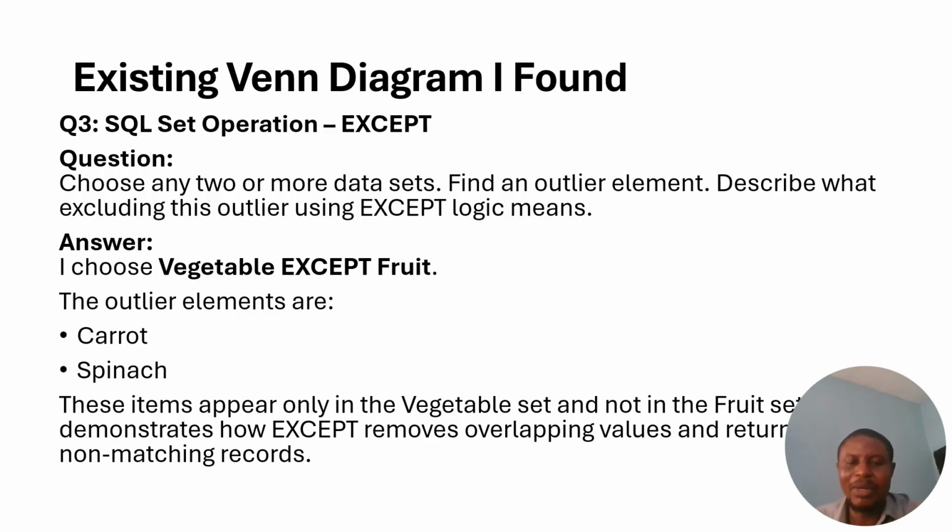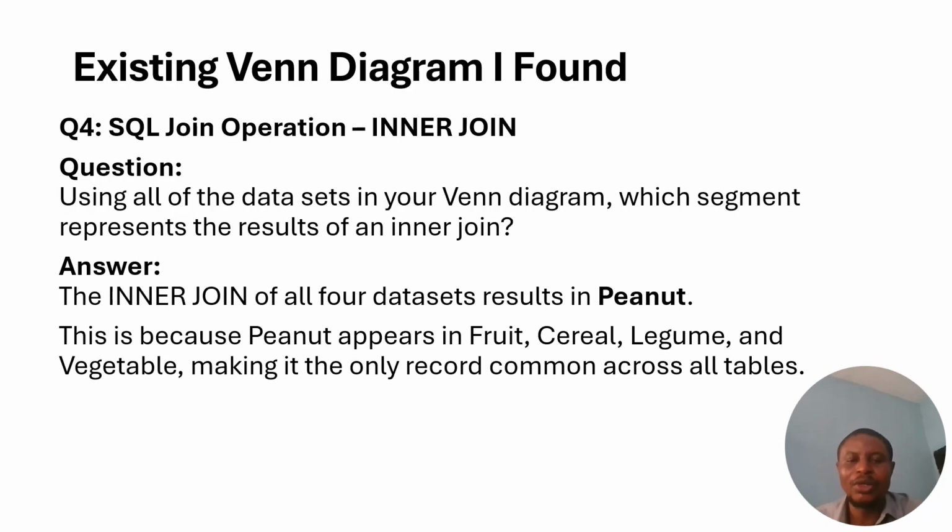The outlier elements are carrot and spinach. These items appear only in the vegetable set and not in the fruit set, demonstrating how except removes overlapping values and returns non-matching records. For question number 4, using the SQL join operations inner join, the inner join of all four datasets result is peanut. This is because peanut appears in fruits, cereals, legumes, and vegetables, making it the only record common across the tables.